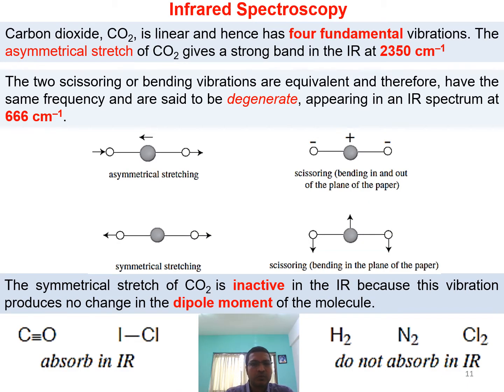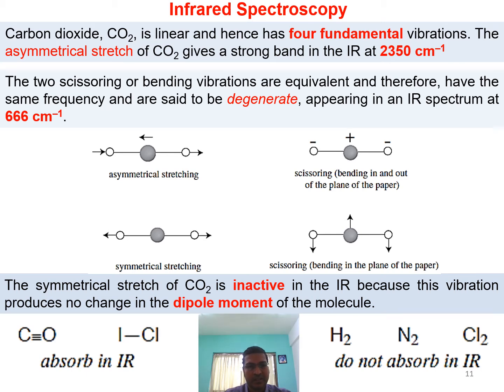Now let's go with one example, carbon dioxide. Carbon dioxide is linear and hence has 3N minus 5 fundamental vibrations. N is the number of atoms, that's 3 atoms, 1 carbon and 2 oxygen. 3 into 3 is 9, minus 5, so there are 4 defined vibrations that we can see in the infrared.